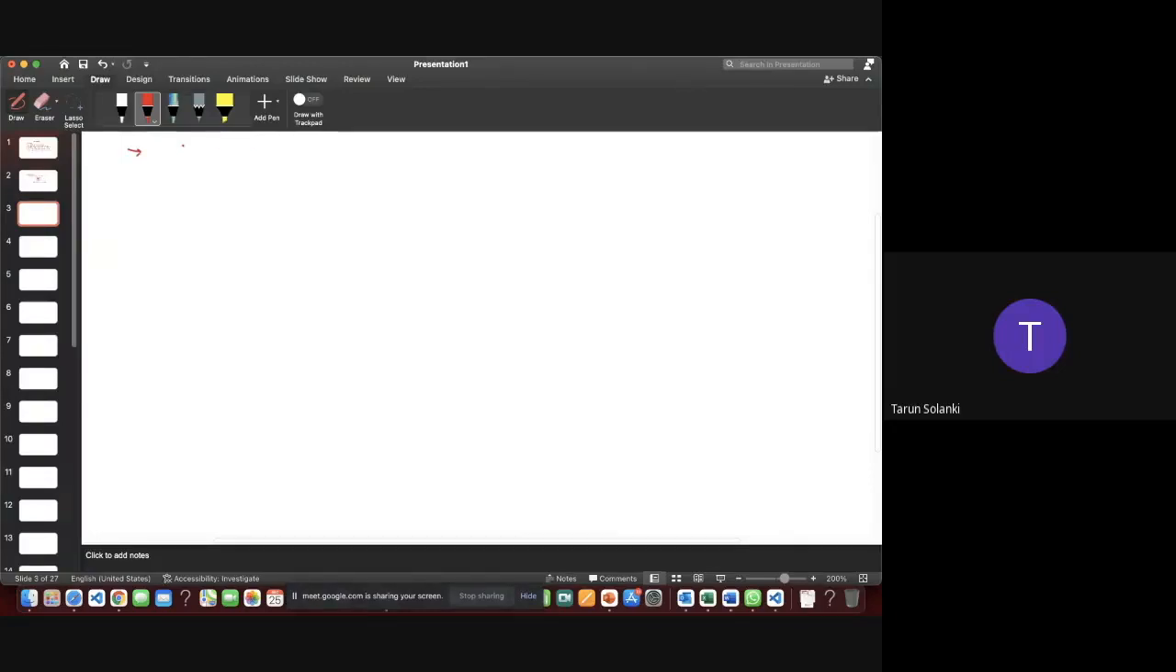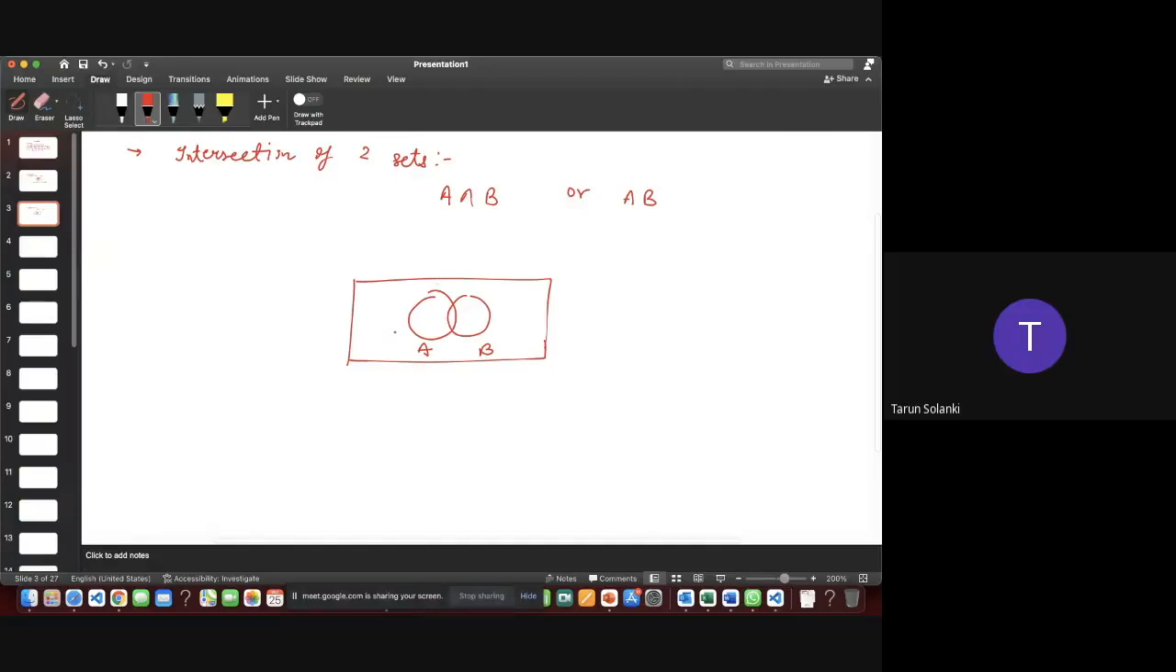Okay. Next is intersection of two sets. The intersection of two sets is represented by A intersection B or AB. It contains all those elements which are contained in both set A and set B, means both. So if we draw, let it be set A, this is our set A, set B. It contains both. That means this area is A intersection B. So we can write A intersection B equals {x : x belongs to A and x belongs to B}. Correct?